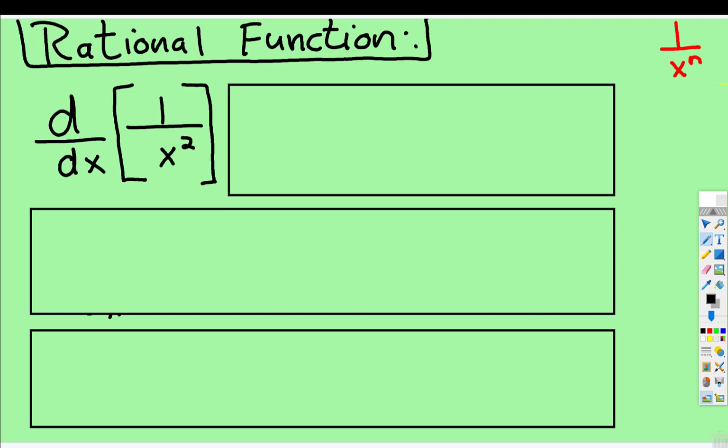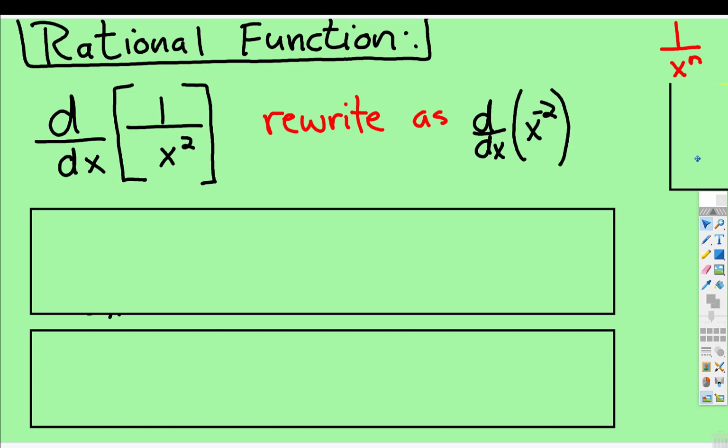Okay, now we're going to talk about the rules for finding derivatives of rational functions. So here we have the command, take the derivative of the function 1 over x squared. Remember, a rational function is when you have a variable in the denominator to a certain exponent. So let's go ahead. The one thing I recommend you to do, just like in radicals, rewrite first, and then it's a form of the power rule.